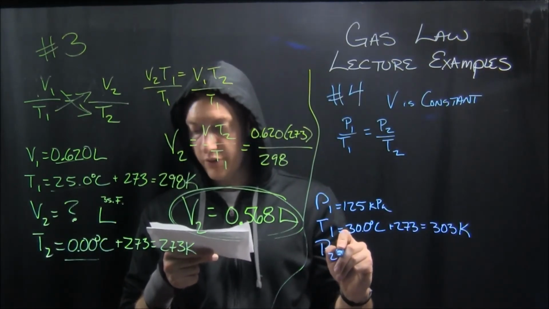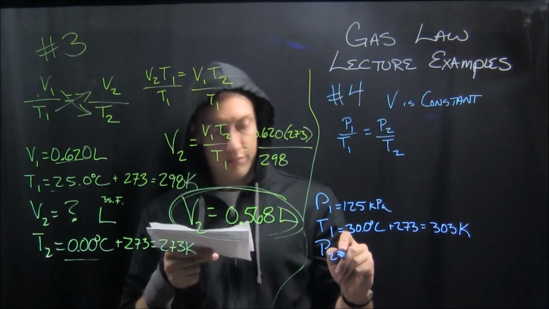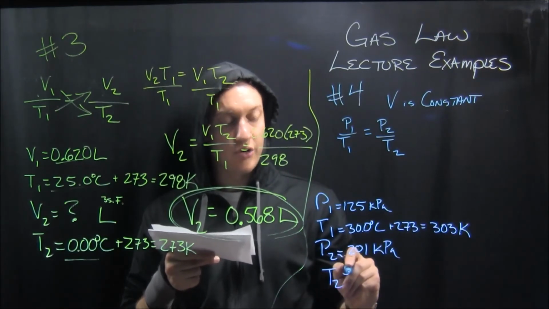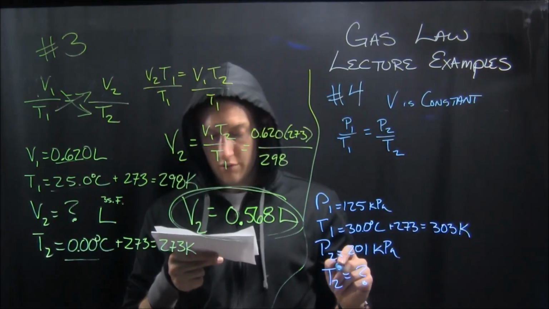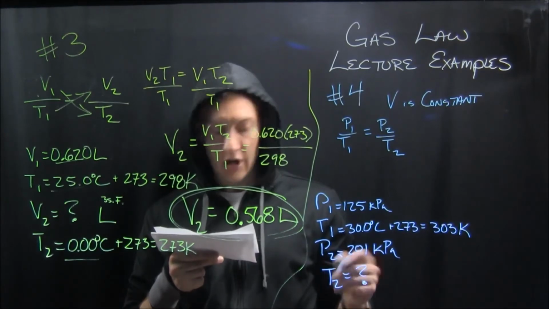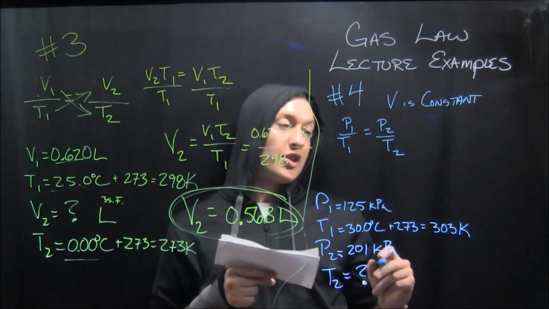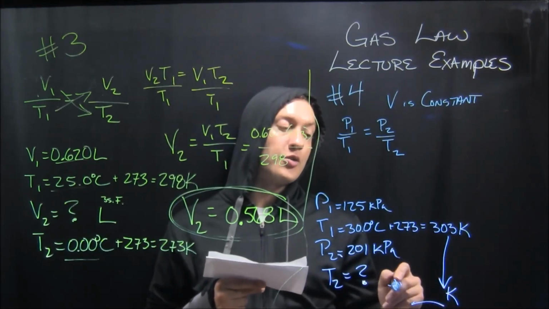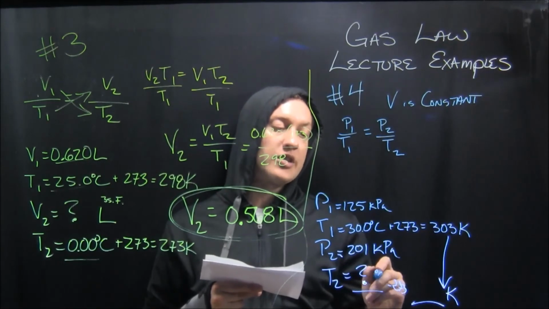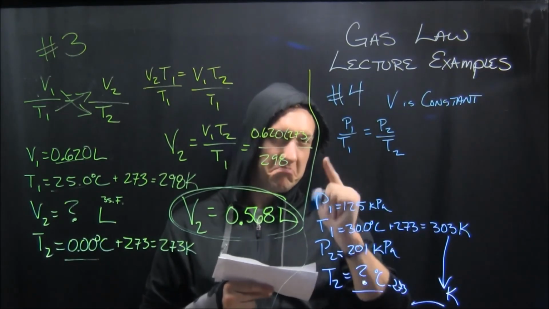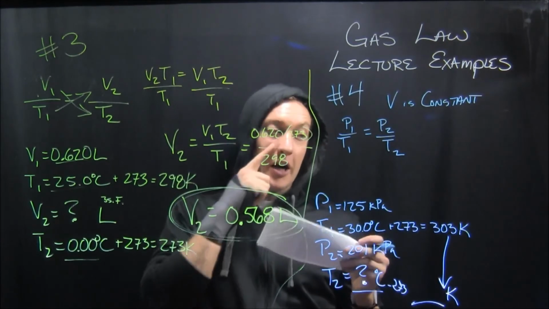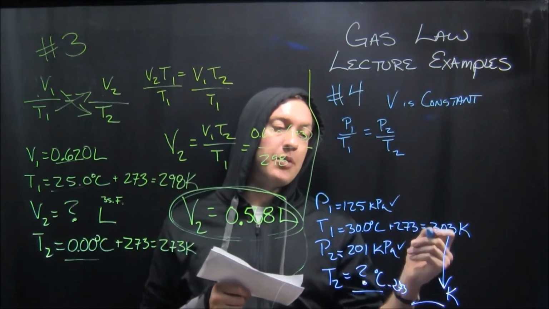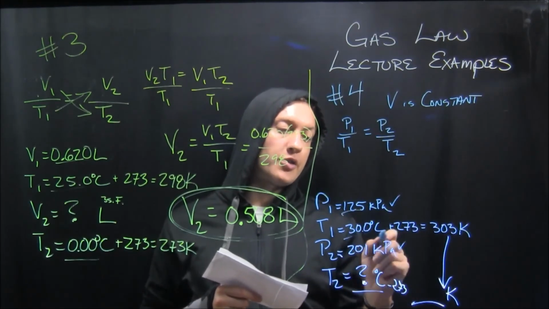P2, I think, is what we're solving for. Nope, P2 it gives us: it's 201 kPa, and T2 is what we are solving for. Oh, and it asks for it in degrees Celsius. So when we solve for it, it's going to come out in Kelvin, and then we'll have to subtract 273 to get it in degrees Celsius. That's a little bit tricky. Since both pressures are in kPa, that's cool. 3 sig figs.